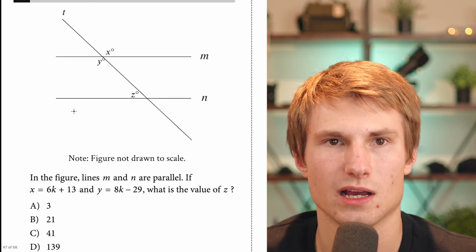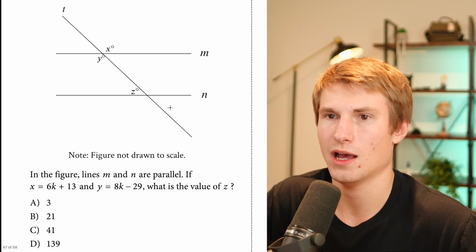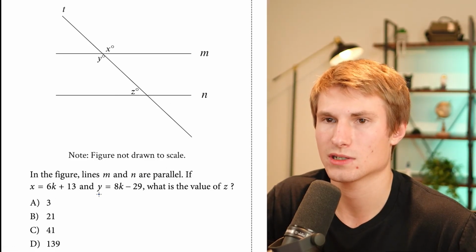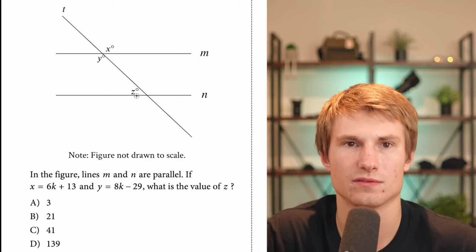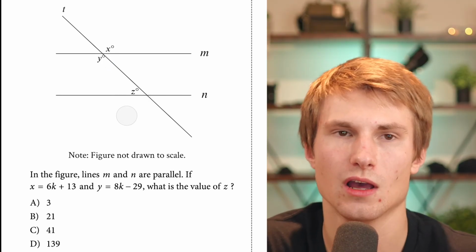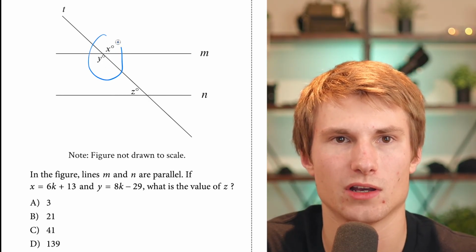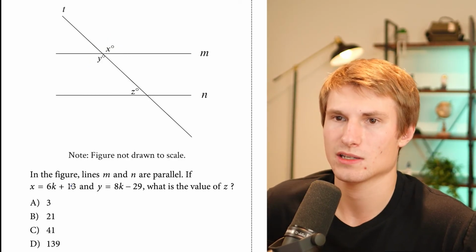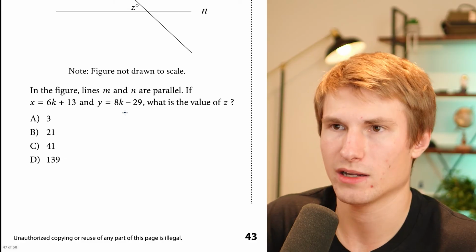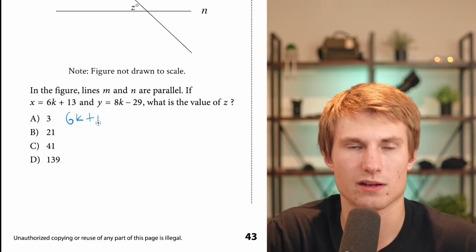We've got intersecting lines. In the figure, lines M and N are parallel. X is equal to 6K plus 13, Y is equal to 8K minus 29. What is the value of Z? In order to solve for the value of Z, I need to know the value of this angle, which I know is going to be the same as the value of Y. So I need to solve for the value of angle Y, and keep in mind the value of angle Y and the value of angle X are the same. Because we know that, we can go ahead and set 6K plus 13 equal to 8K minus 29. So we'll go ahead and do that right here.